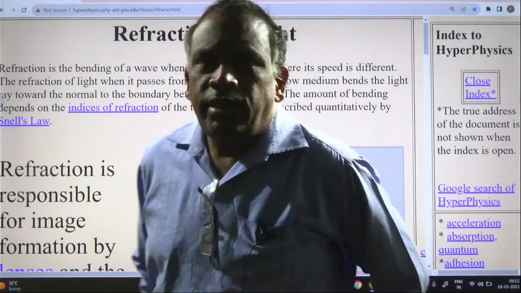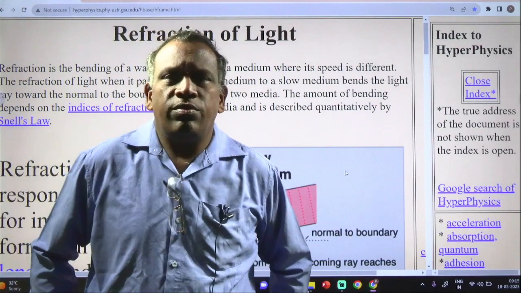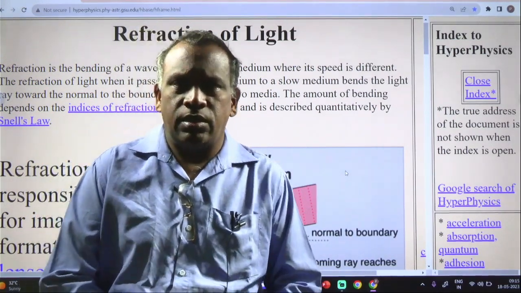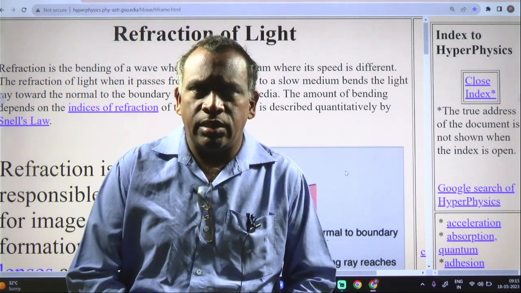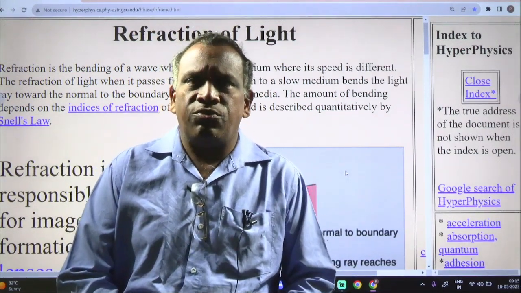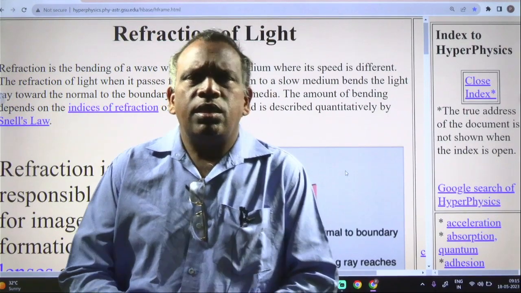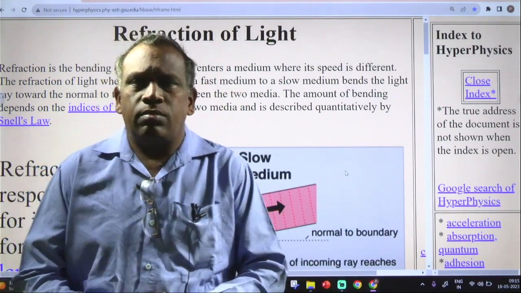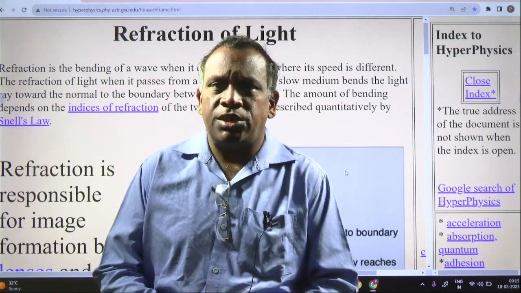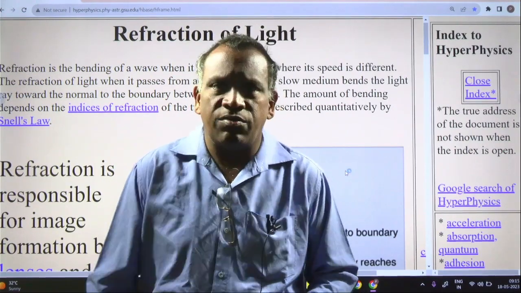So good morning students. Today we are going to discuss the IIT-JEE NEET Foundation. The subject is light. In light, the topic is refraction of light. See, refraction, reflection, interference, diffraction, polarization, and dispersion are the observed phenomena of light.